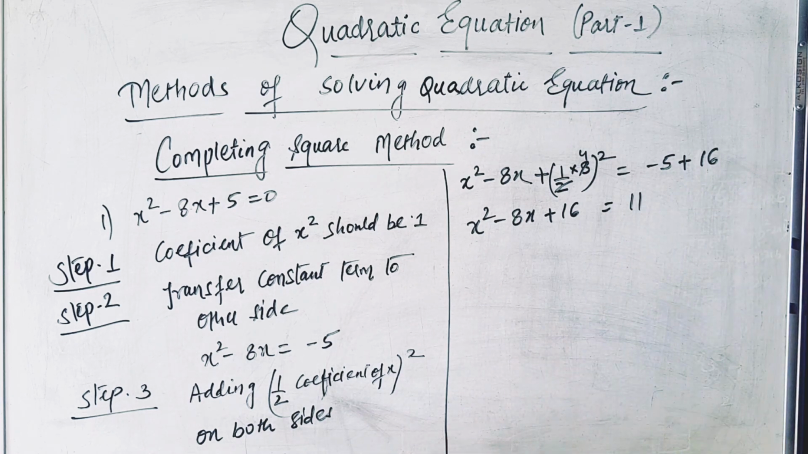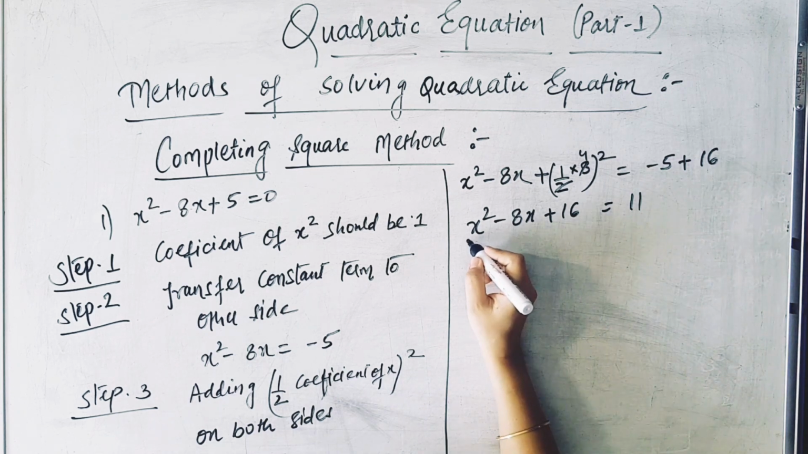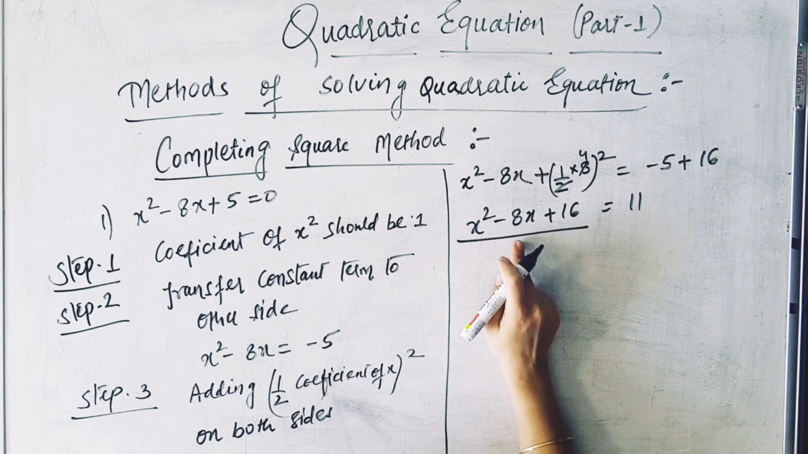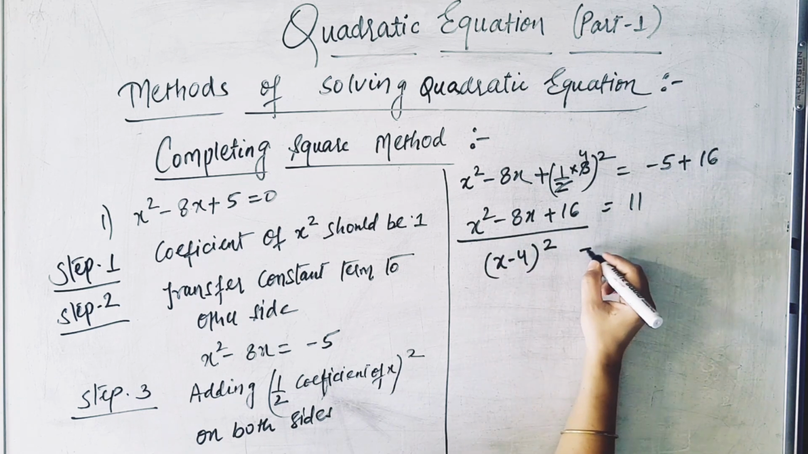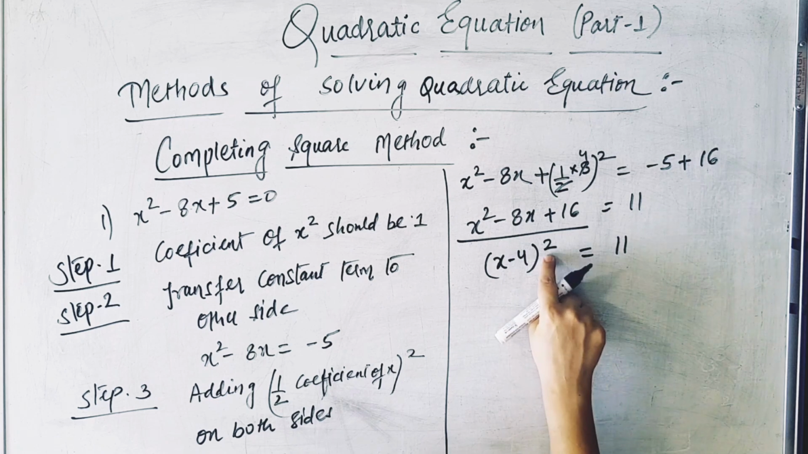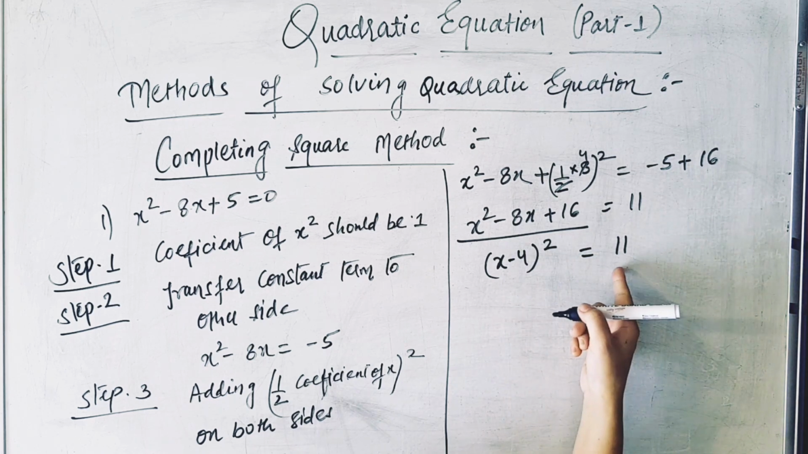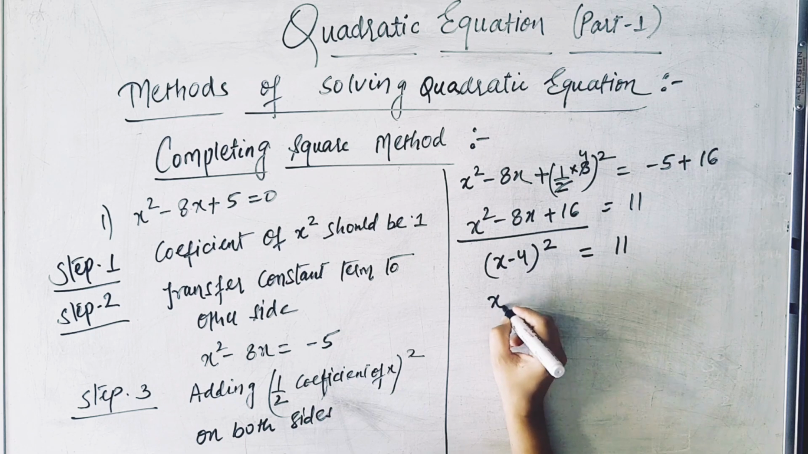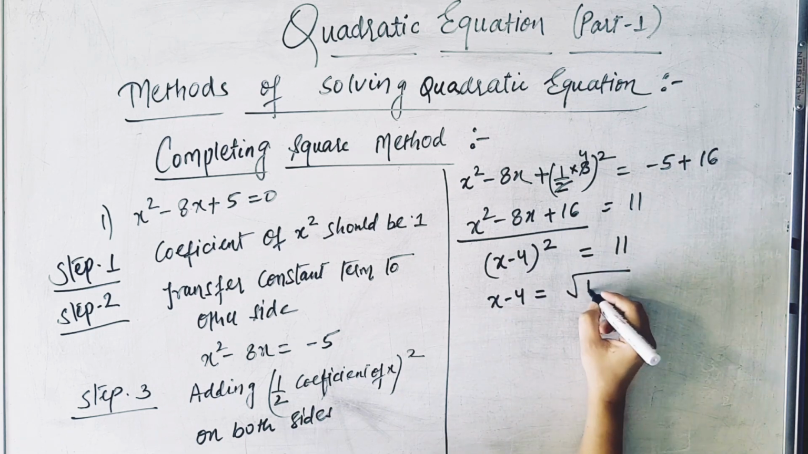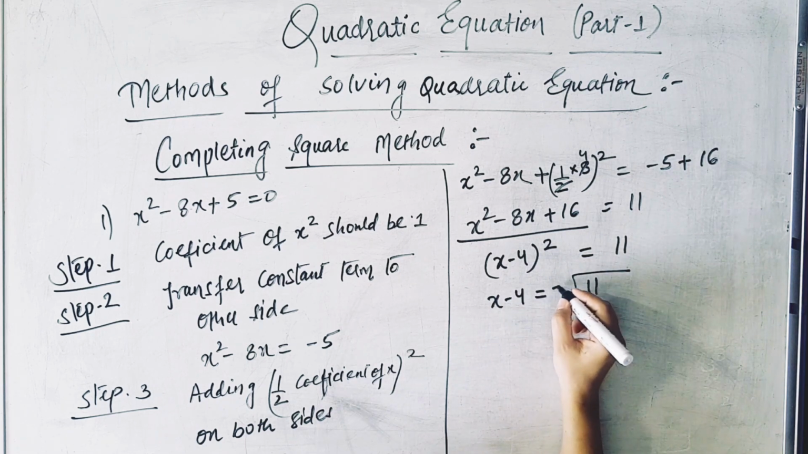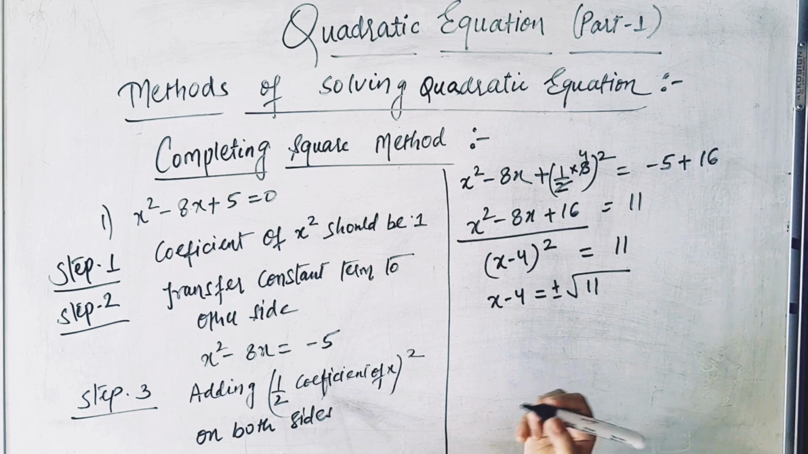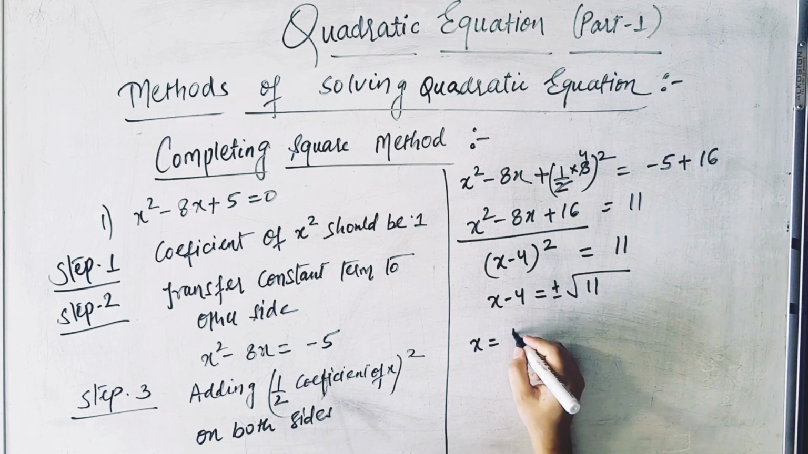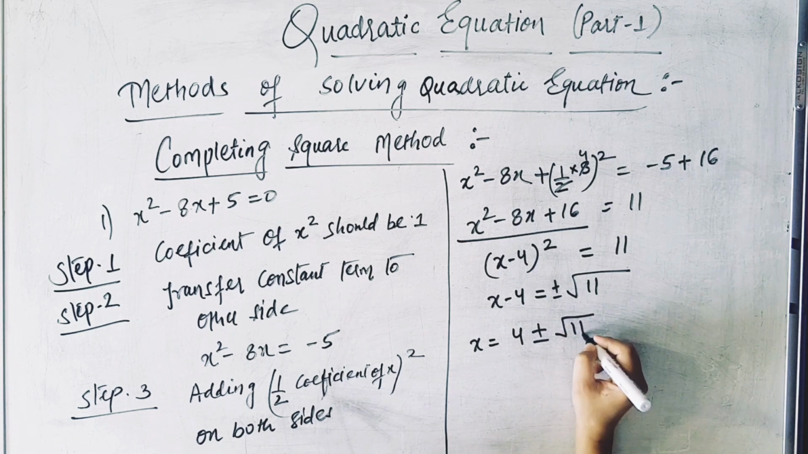Now what will we do? See, the identity a square minus 2ab plus b square has formed, so x minus 4 whole square equals 11. We shift the square to the other side, so this 11 will be under square root. So x minus 4 is square root of 11, thus plus minus root 11. So now we have to find the value of x. x is equal to 4, shifted over there, 4 plus minus root 11.